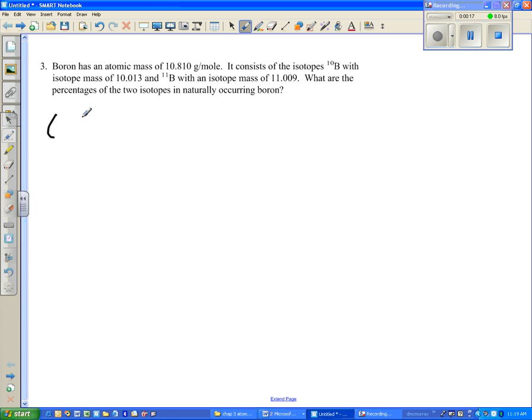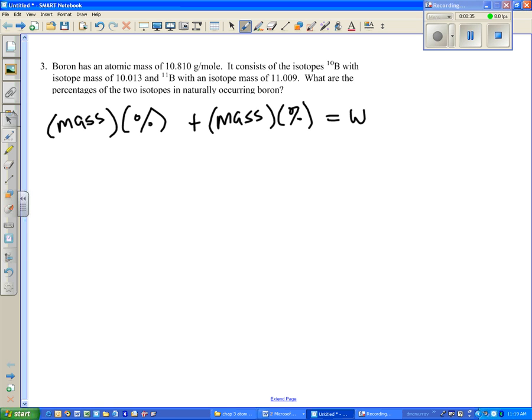Still, we have this concept where the mass is multiplied times the decimal of the percent, and then we have another mass that is multiplied by an additional percent. And this whole thing should equal a weighted average. But now, like we did in the past, we're going to pull out all the pertinent information, and we're going to find we have a slightly different unknown.